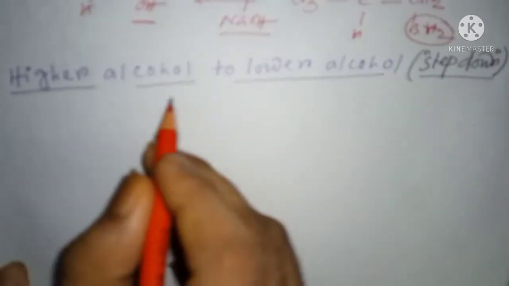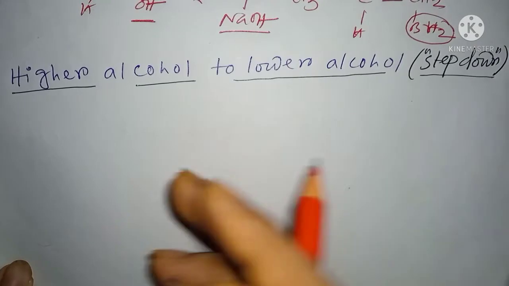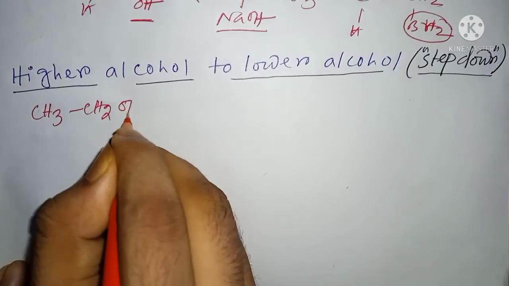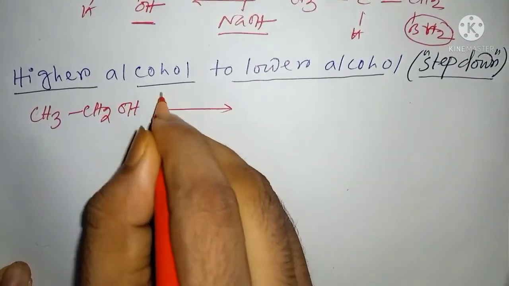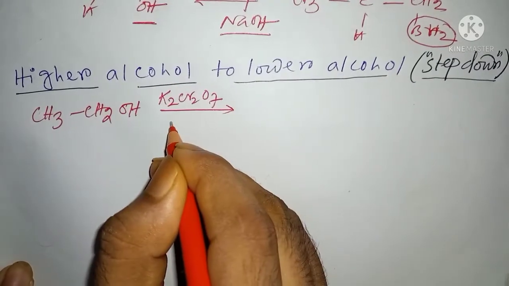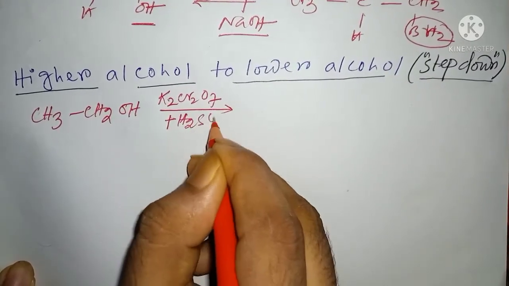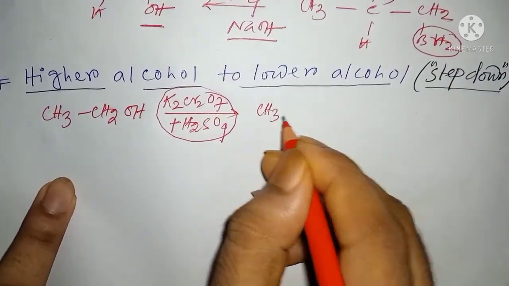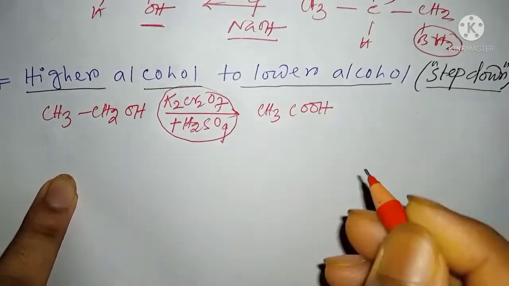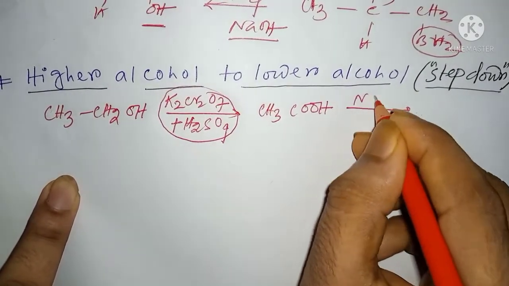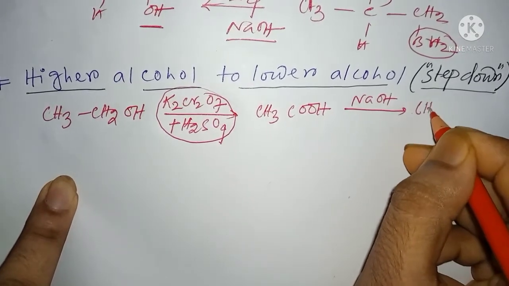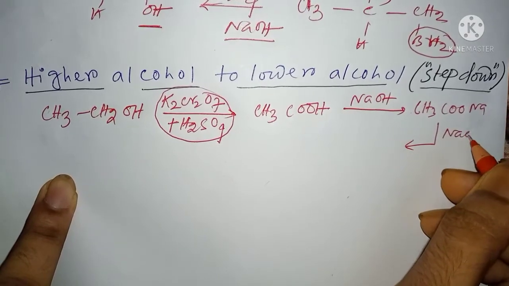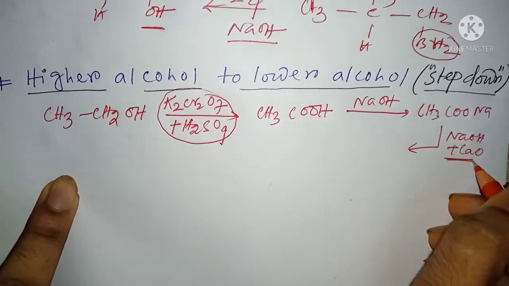Next, conversion of higher alcohol to lower alcohol, the step down process, with 1 carbon atom less. So example: CH3CH2OH. In the presence of K2Cr2O7 and H2SO4, which is an oxidizing agent, complete oxidation gives the acid CH3COOH. Now in the presence of NaOH it forms CH3COONa. Then addition of NaOH plus CaO, soda lime.